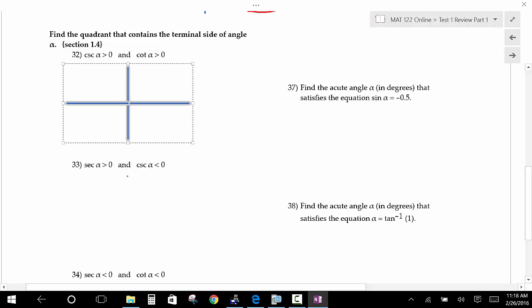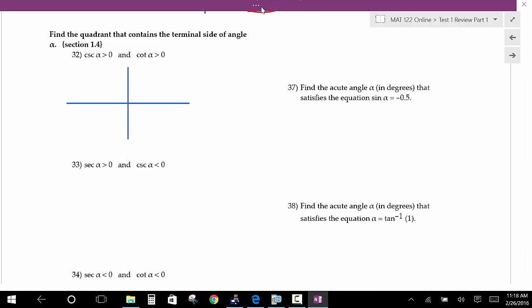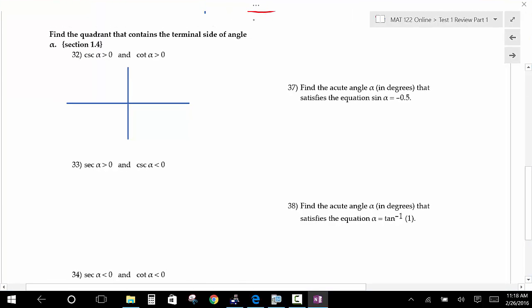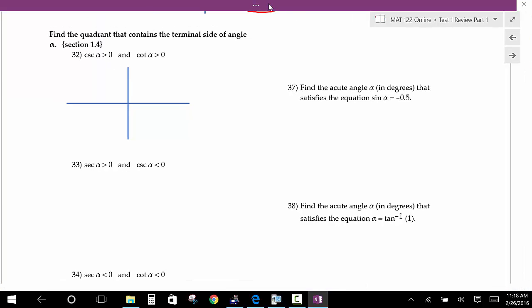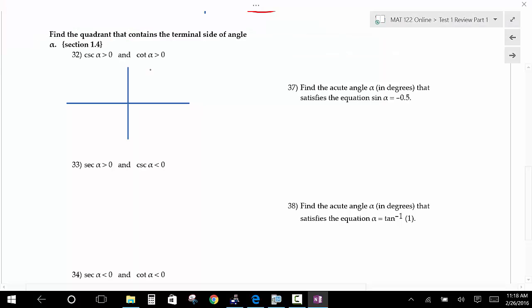Okay, I'm trying to be all neat and everything. Okay, let's do this. All right, so the cosecant is positive. Now remember, the cosecant's definition is r over y. R is always positive, so the question becomes, where's y positive? Y is positive there, and it's positive there. That's where the cosecant's positive. That's where the sine is positive as well.